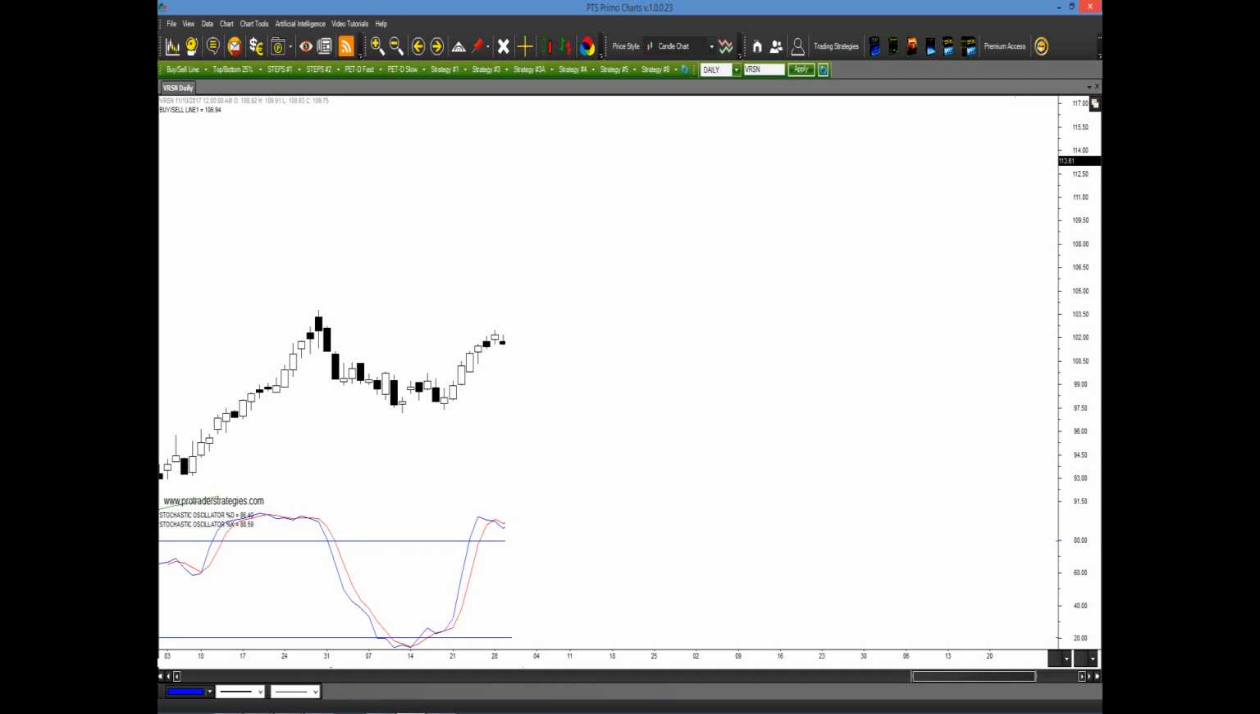Now right here, underneath the chart, I have plotted just a simple stochastic oscillator. Don't ask me what the inner settings are. Just go to your settings and plot stochastic on your platform. It doesn't matter which platform you're using. It doesn't matter what time frame. Just plot a simple stochastic oscillator.